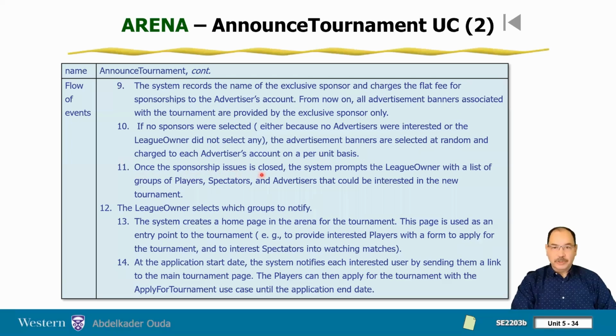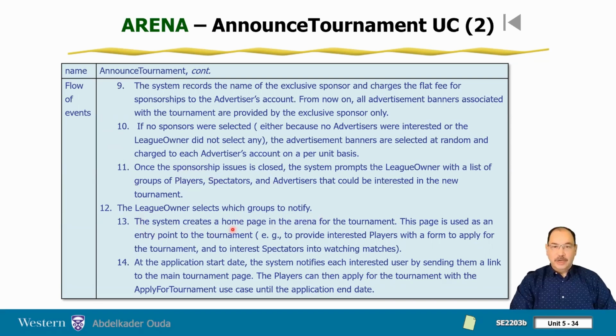Once the sponsorship issue is closed, the system prompts the league owner with the list of groups of players. That means there are some players already registered. The system shows the list of the players, list of the spectators, and list of advertisers that could be interested in the new tournament. Lastly, the league owner selects which group to notify. That means not all the players, spectators, or advertisers are going to be notified, depending on the league owner.